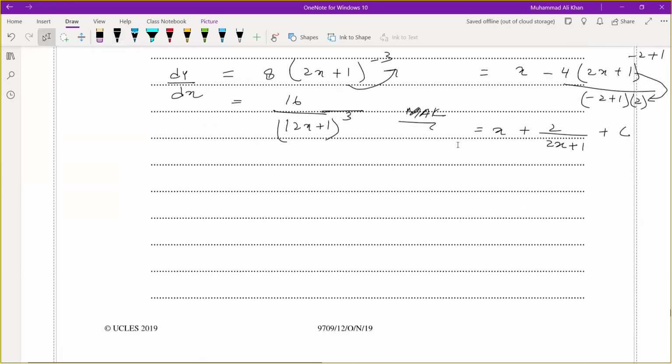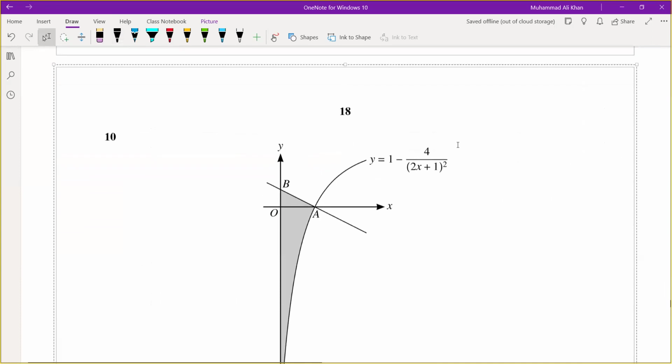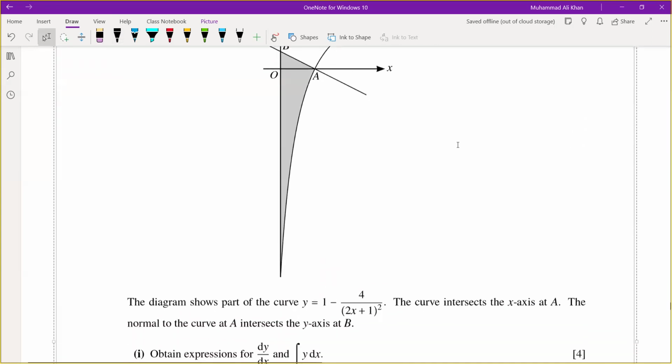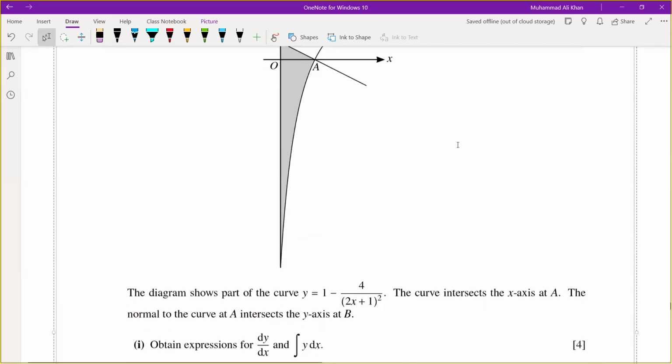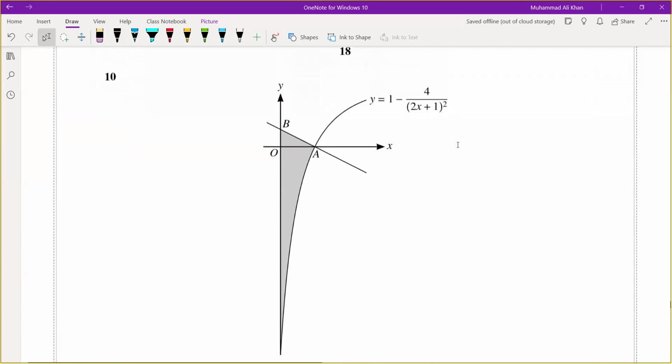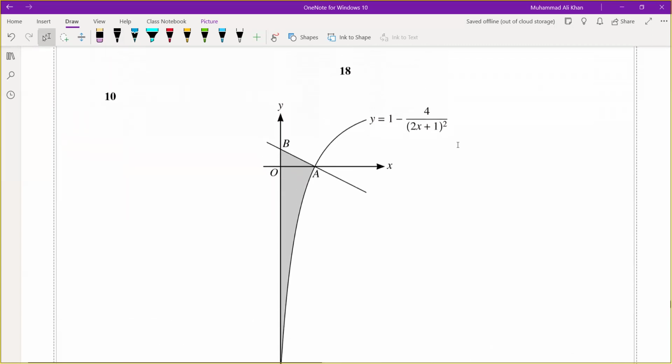फाइंड द कोऑर्डिनेट्स ऑफ बी. बी है क्या जनाब? चेक करते हैं बी है क्या. The diagram shows a part of the curve. The curve intersect the x-axis at A. The normal to the curve at A intersect B. ठीक है. Normal to the curve है जो कि intersect कर रहा है y-axis को. Normal to the curve equation calculate करना पड़ेगी. तो first calculate the coordinates of A. A के coordinates कैसे आएंगे?